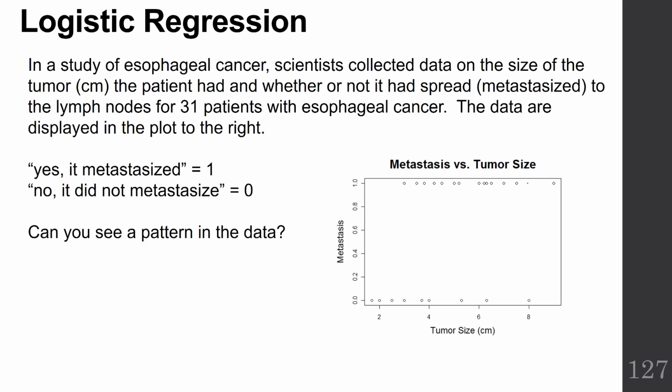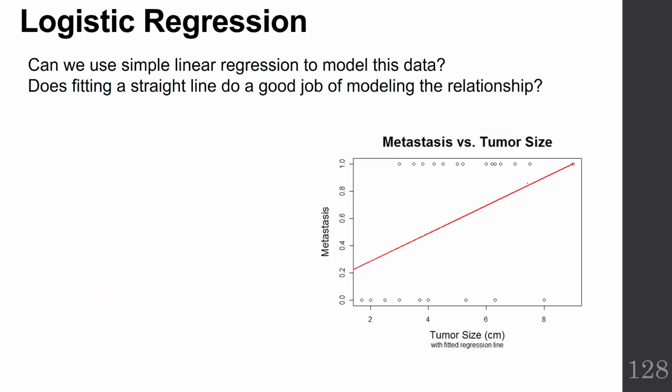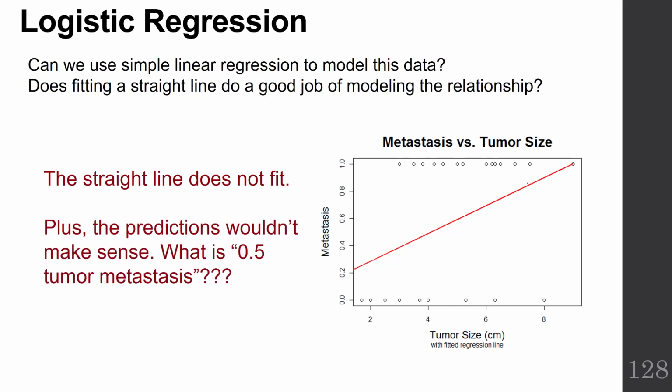So can you see a pattern in this data? I do. I think that larger tumor sizes appear to metastasize more often. Notice that the smaller tumor sizes tend not to metastasize, and the larger tumor sizes tend to metastasize. So can we use a simple linear regression to model this data? Does fitting a straight line do a good job of modeling this relationship? Well, as you can clearly see from the picture, it does not. Furthermore, what would our predictions mean? What is 0.5 tumor metastasis?